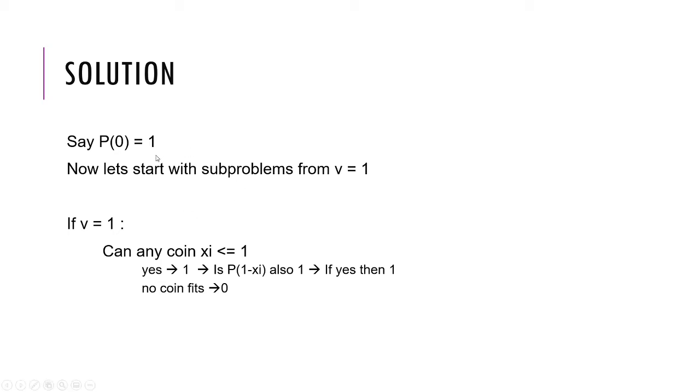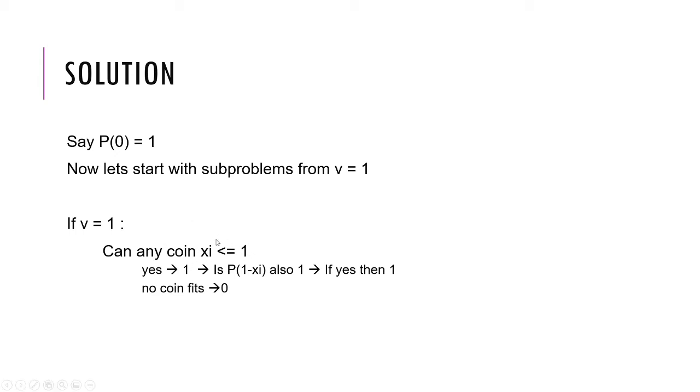Now, how do we exactly solve this problem? Let's say we assume P of 0 is 1, so you can always make a value 0. If we make that assumption, then we start with the subproblem of v equals 1. And when v is 1, you have to try a coin xi, and the coin xi has to fit within the value v, in this case v equals 1. So if the coin xi is less than or equal to 1, then you can try it. If the coin is bigger than 1, obviously you cannot try it anymore.